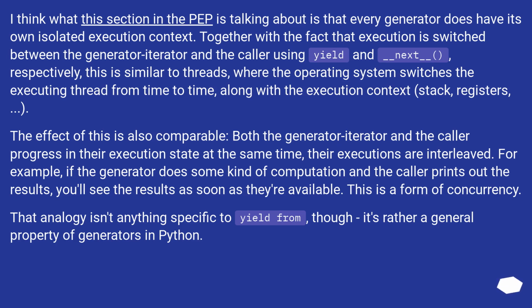Both the generator iterator and the caller progress in their execution state at the same time. Their executions are interleaved. For example, if the generator does some kind of computation and the caller prints out the results, you'll see the results as soon as they're available. This is a form of concurrency. That analogy isn't anything specific to yield from, though, it's rather a general property of generators in Python.